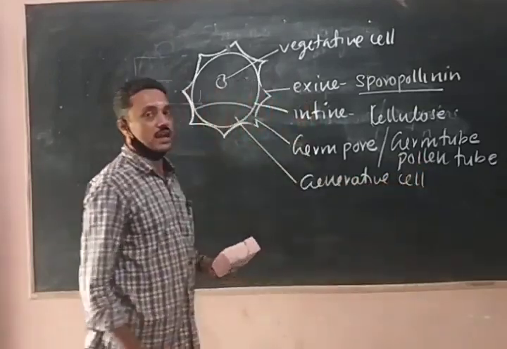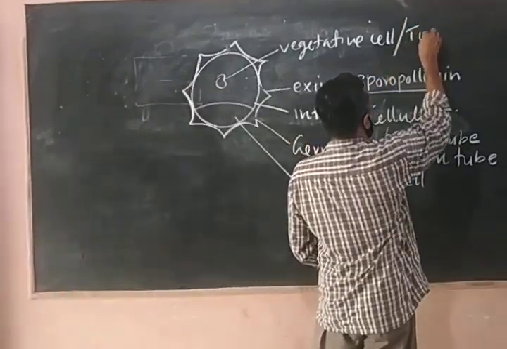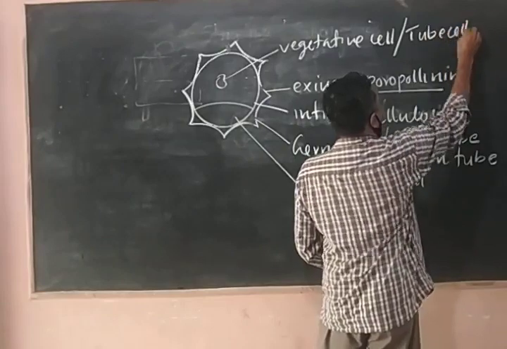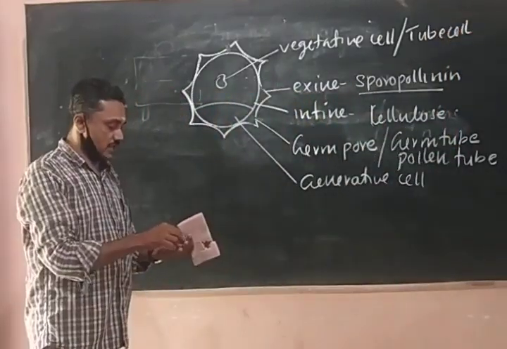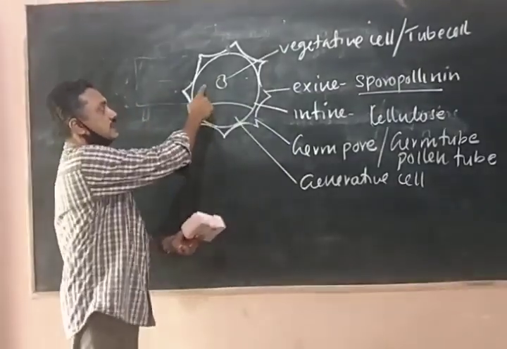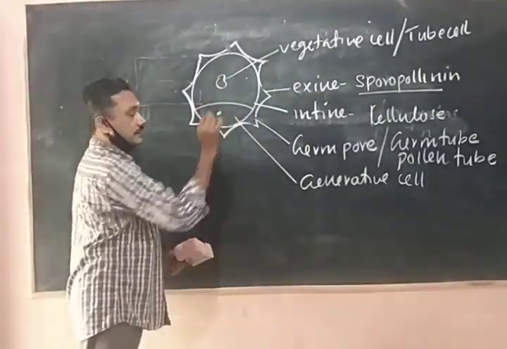See, two cells are there. A large vegetative cell, called the tube cell, and a small cell called the generative cell. Two cells are there: the large vegetative cell and a small generative cell.